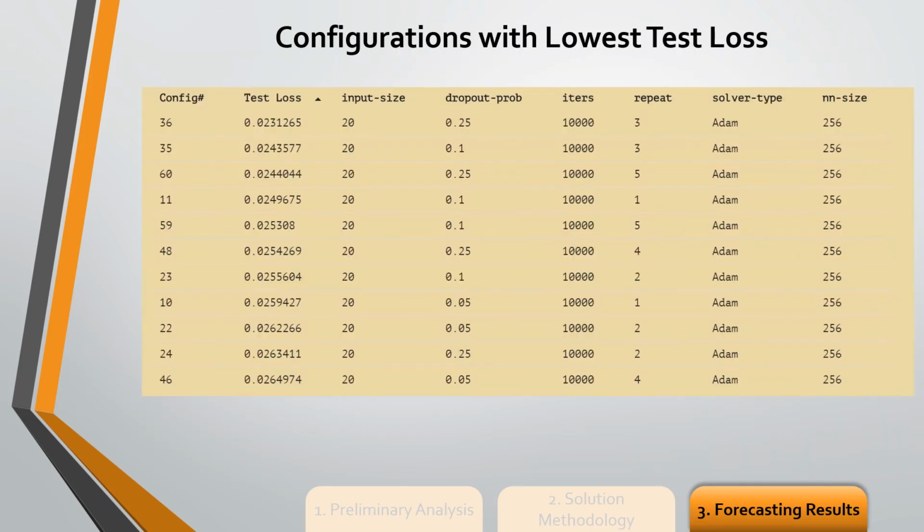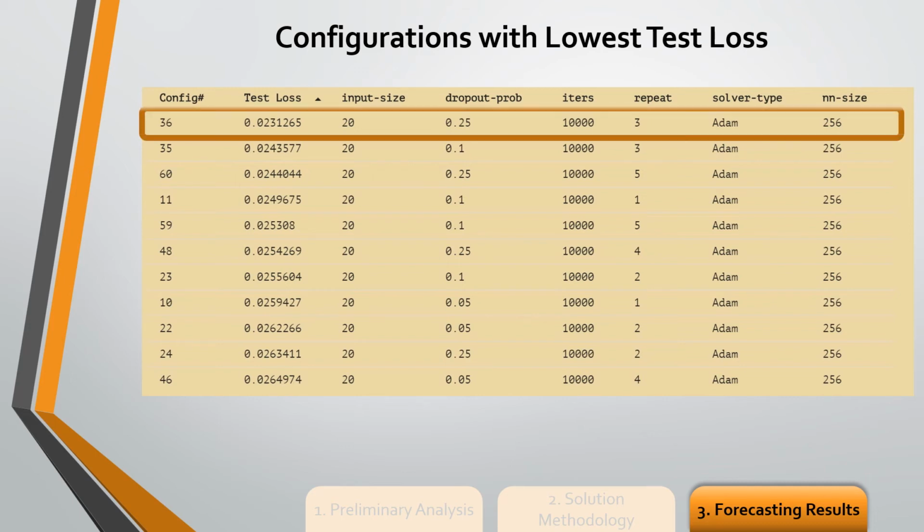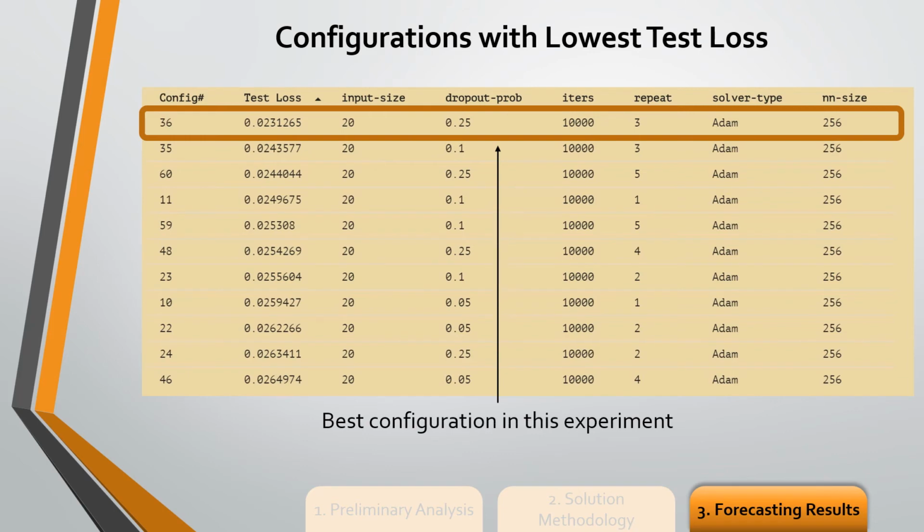Next, these are the few configurations with the lowest test loss in our experiment. The best configuration is this, number 36, test loss of 0.023, input size 20, dropout probability 0.25, solver type Adam, neural network size 256.